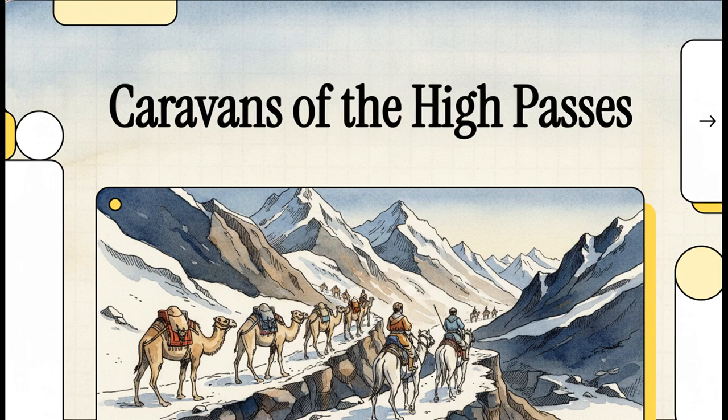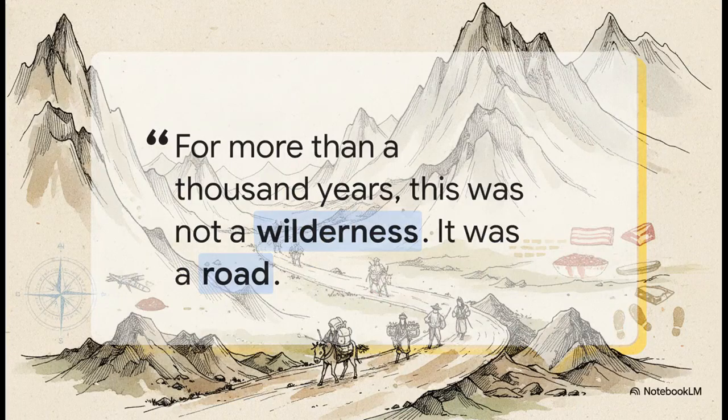We're talking about a Karakoram and Pamir mountain trade route right around the year 700 CE. It's like a giant puzzle, and we're going to break down exactly how this script engineers that historical realism, step by very careful step. For more than 1,000 years, this was not a wilderness. It was a road.